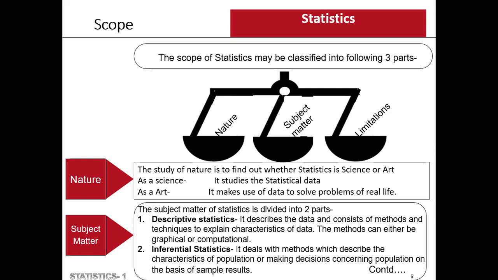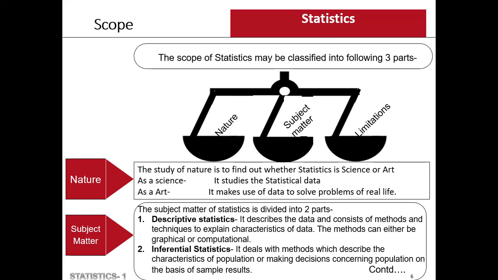The subject matter of statistics is divided into two parts: descriptive statistics and inferential statistics. So what is descriptive statistics? It describes the data and consists of methods and techniques to explain the characteristic features of data. This method can be either a graphical one or a computational one.